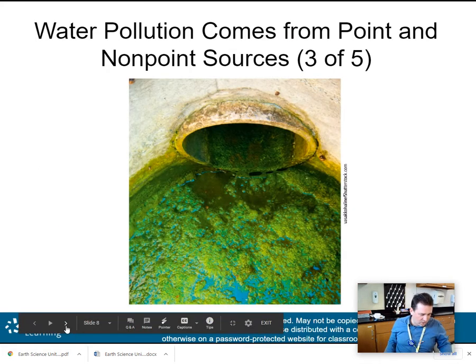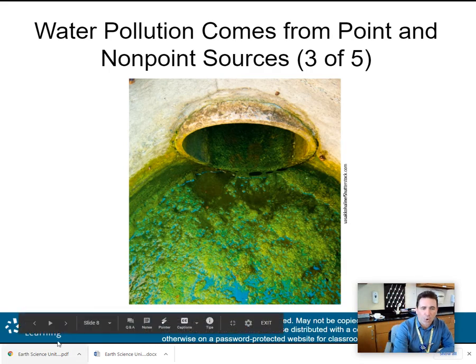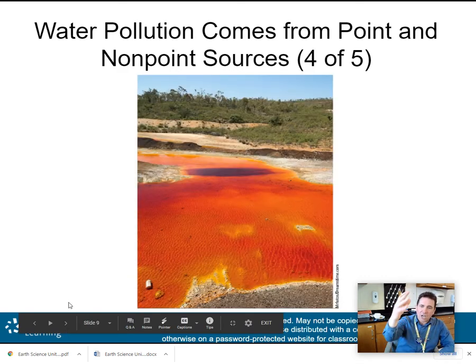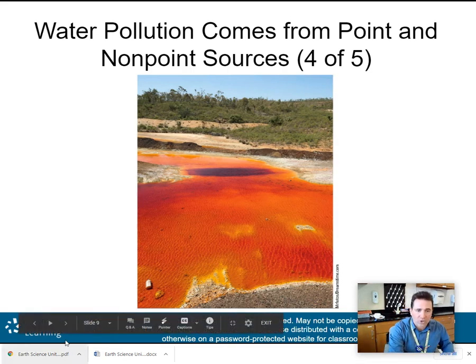This is a point source from an industrial plant. Once again, we know exactly where the pollutant is coming from. It's coming from this pipe. We know where this pipe is going into what industrial plant. This is an example of point source pollution. Another example of a point source: this is acid draining from an abandoned open pit coal mine. Once again, we know where it's coming from. It's coming from this coal mine because we can see the stuff coming out of it. Another example of a point source.